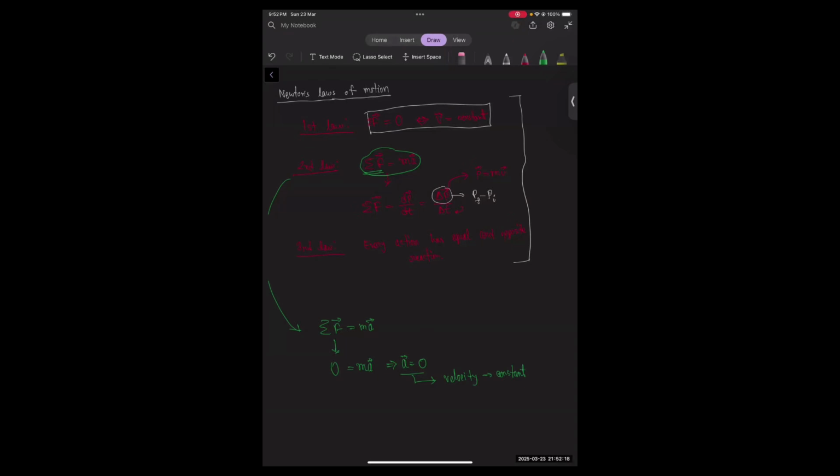Now, what have we done here? What we have done is we have proved Newton's first law from the second law. But then can we do that? We shouldn't be able to do that, because a law means something that you cannot prove. It comes from some fundamental assumptions. If you can prove one from another, then this shouldn't be called the first law.